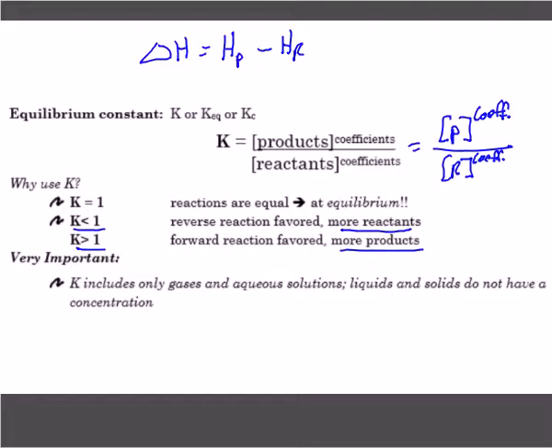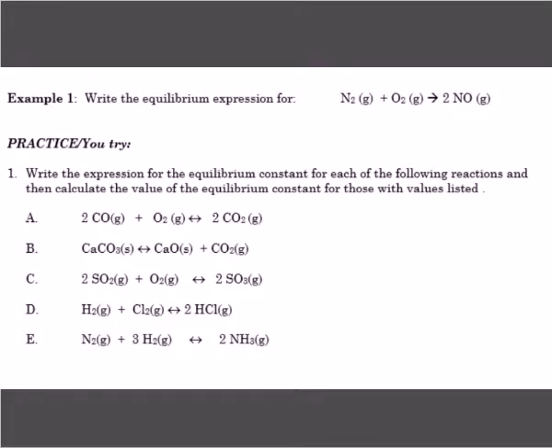So all we're going to do is just practice, guys, writing these expressions super quick, super easy, in case you see them in June. So here we go. We're going to write the equilibrium constant expression for N2 plus O2 yields 2NO. It's all gas.